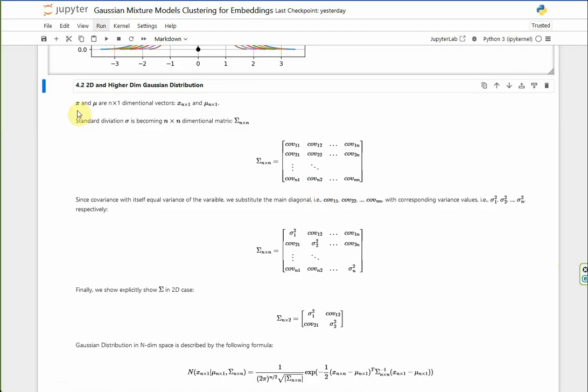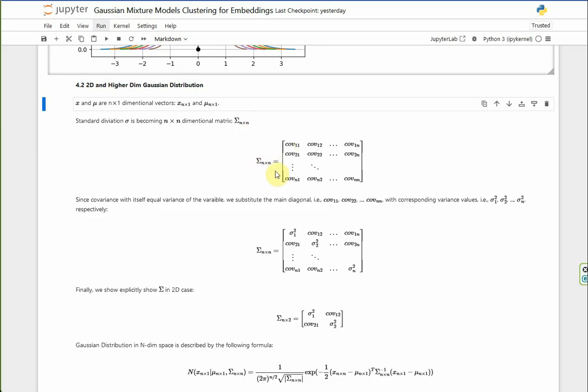So in n-dimensional space, instead of scalar values, where we have our x as a scalar value of dimension 1 by 1, we will have x to be a vector of dimension n by 1, and also the mean of the normal distribution will be an n by 1 dimensional vector. So in the terminology of linear algebra, these are column vectors. So we have n rows and 1 column. On the other hand, the standard deviation sigma, from a scalar value, is turning into an n by n dimensional matrix.